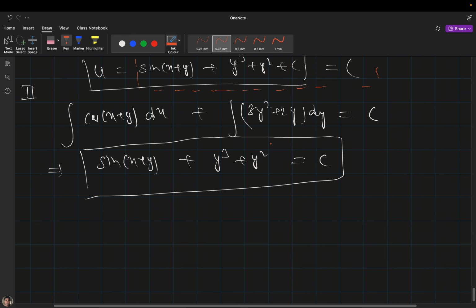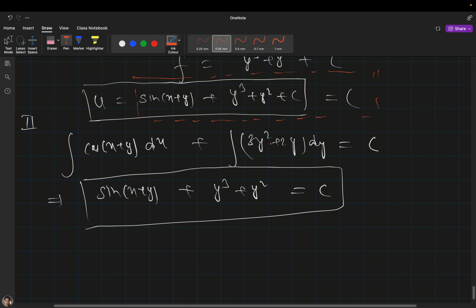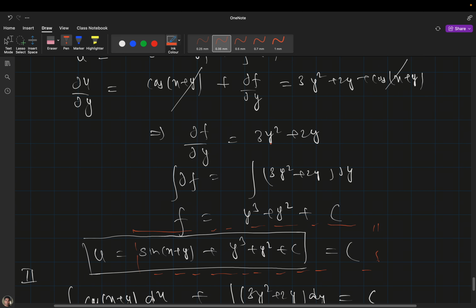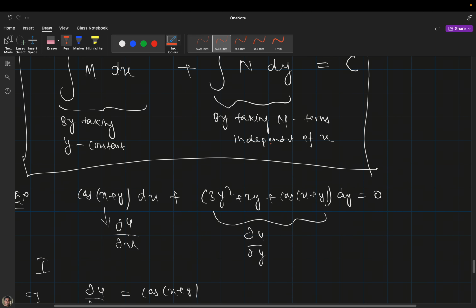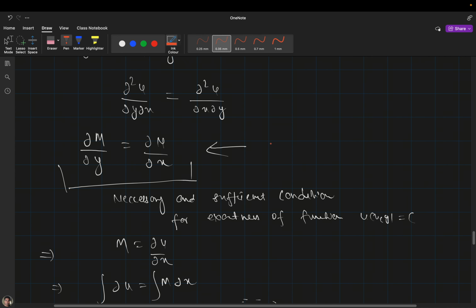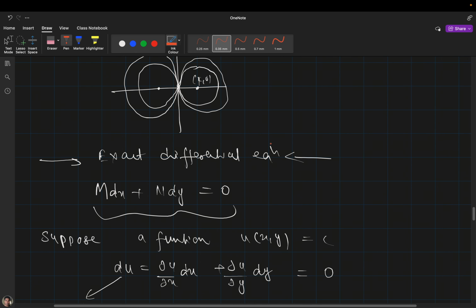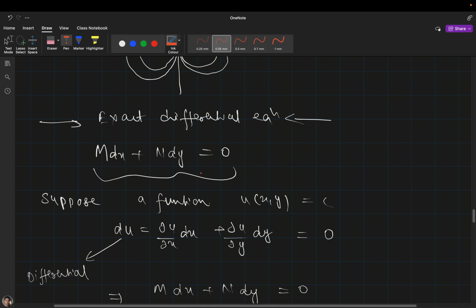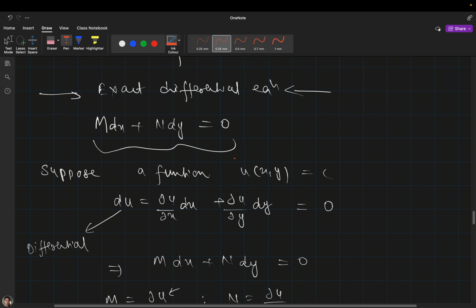Fine or not? So the c is actually u. Why are we taking u equal to c? That is the property of exact equations, because you are finding the u function. Actually, you are solving for u. This differential equation is nothing but the differential of this function.